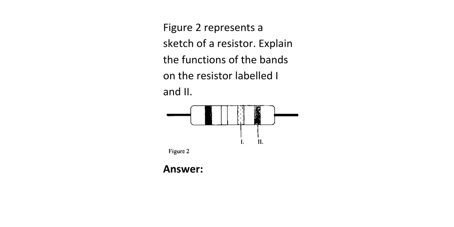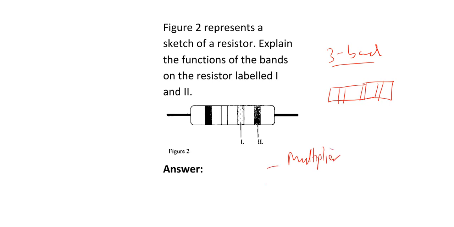So what you should know from here is that when you are given a resistor, let me start from the 3-band resistor. For a 3-band resistor, let's say this is the resistor and it has the first band, the second band, and the third band. What you should know, in any resistor there should be a band representing a multiplier and a band representing the tolerance.